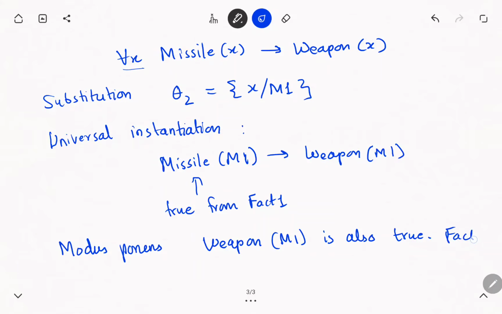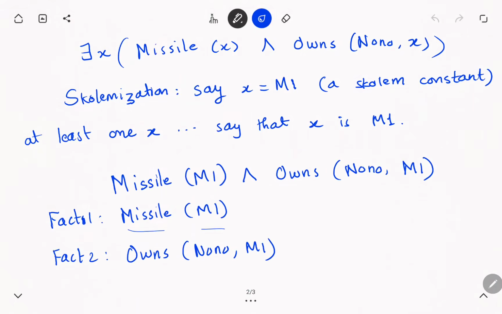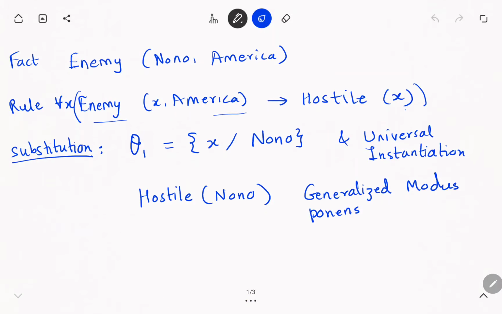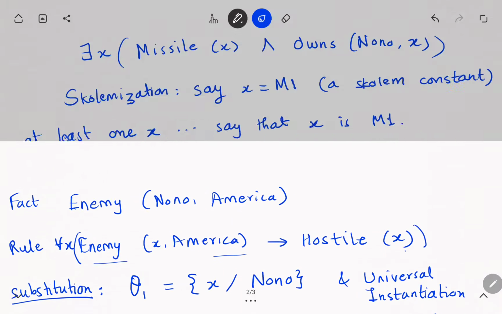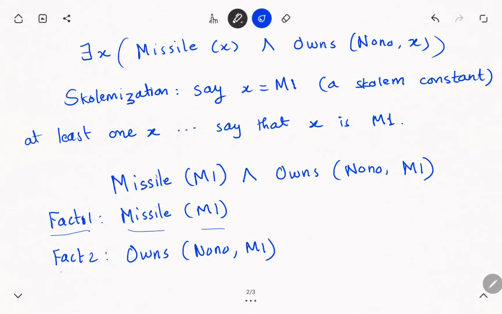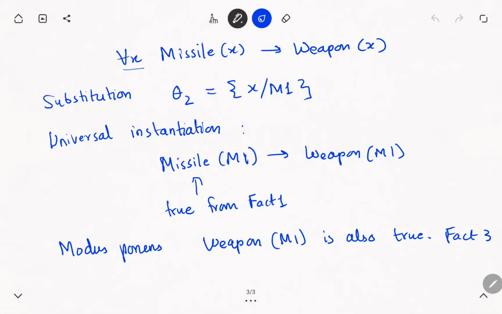So you can call it as fact 3, let's say. Okay, so what do we have till now? Let me call this fact 0. Okay, we started with this, right? Fact 0 is hostile no. Then fact 1 was missile M1. Fact 2 is owns no, comma M1. And based on the fact 1, we created this fact 3, which is weapon M1.